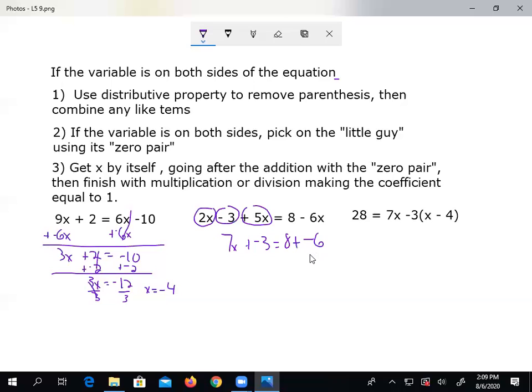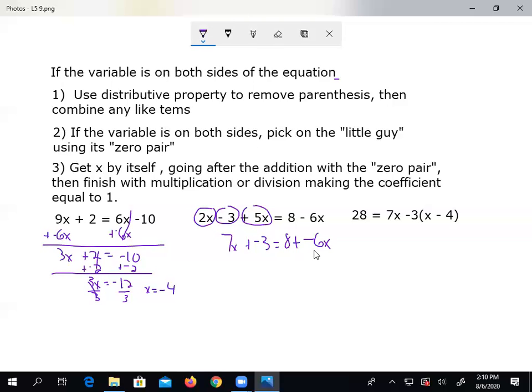So I'm going to go ahead and just rewrite that as an addition problem. So now each side is simplified. 7x plus negative 3 are not like terms. 8 plus negative 6x are not like terms. So I'm going on down to the next step, which is if the variable is on both sides, we want to pick on the little guy. Well, the variable is on the left side and the variable is on the right side, so it's on both sides of the equation. So between a 7 and a negative 6, the negative 6 is considered the smaller guy.